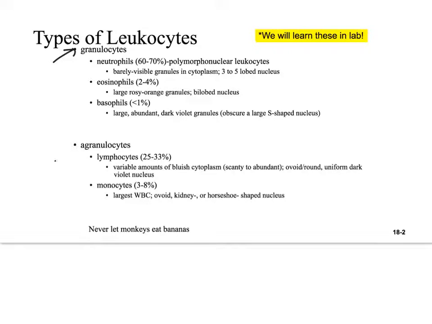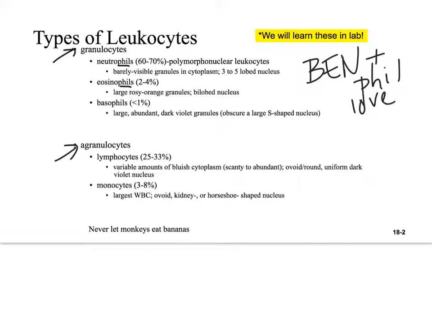So there's granulocytes and agranulocytes. I always say Ben and Phil love Granny, because they have Phils on the end of their name. The granny is to say they're grainy. Now we have neutrophils, eosinophils, and basophils. We'll look at pictures of them and show you what they look like, plus you're going to look at pictures of them in lab.